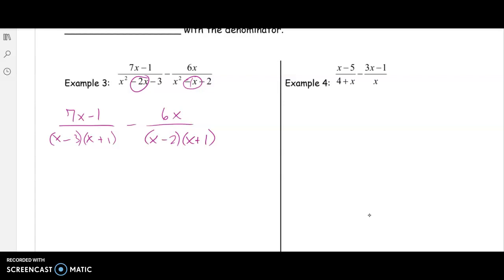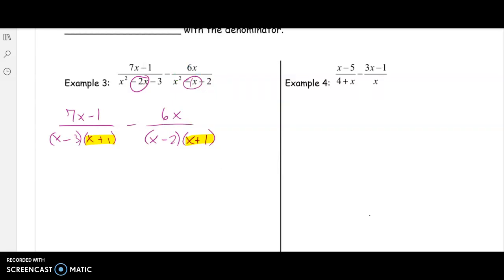Now looking at these, it looks great. It looks like they both have x plus 1 in the denominator. Yay. But the problem here is that we do not have the other ones. We have x plus 1 in common, but they don't have anything else in common.